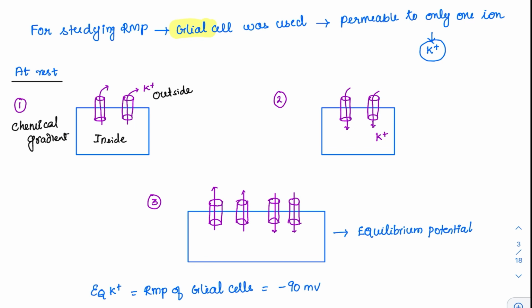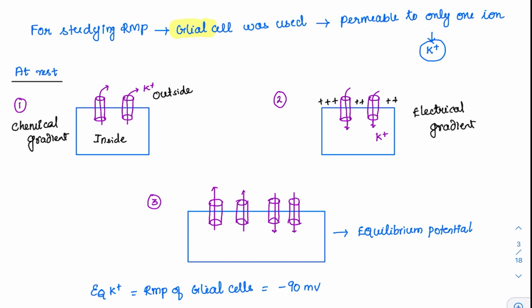But this happens until some point only. Why? Because as and when the potassium starts to move, the outside positivity starts to increase. Now outside it is more positive. So some of the same channels will transport the potassium back into the cell. Why is this happening? This is because of the electrical gradient. So the second thing that is happening is the electrical gradient. So the chemical gradient is throwing out, the electrical gradient is bringing in.